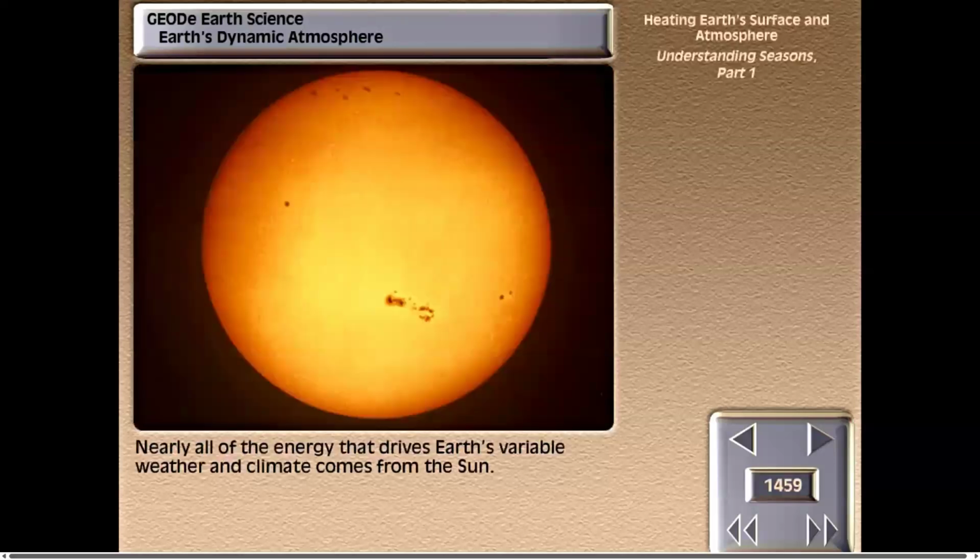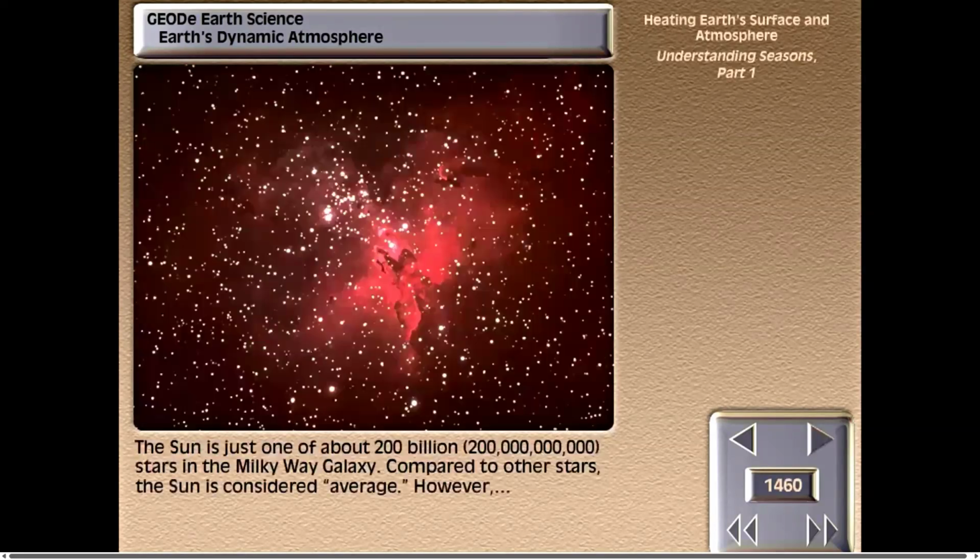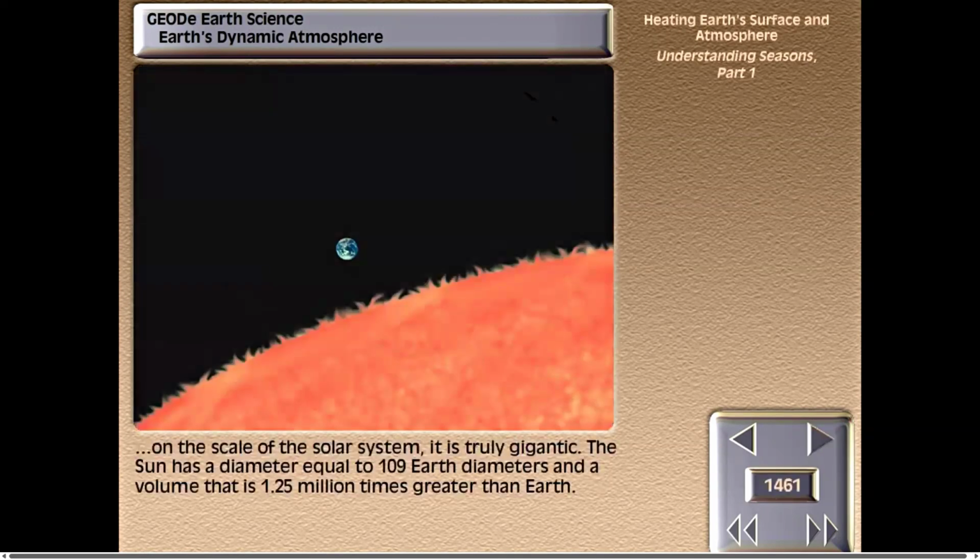Nearly all of the energy that drives Earth's variable weather and climate comes from the Sun. The Sun is just one of about 200 billion stars in the Milky Way galaxy. Compared to other stars, the Sun is considered average. However, on the scale of the solar system, it is truly gigantic.